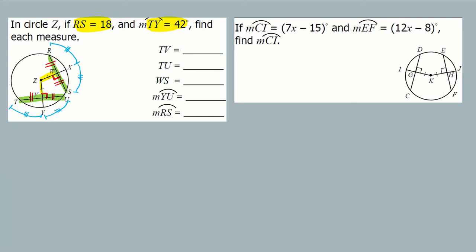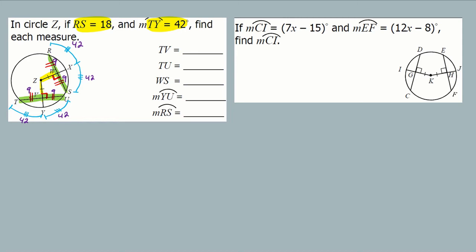So they're telling me RS is 18. So if this entire thing is 18 and I split it in half, that means each section is 9, 9, which means over here is also 9 and 9. And they're telling me that the arc TY is 42, which means all these other pieces are also 42 and 42. And now we can go through and answer all the questions that they have, right?